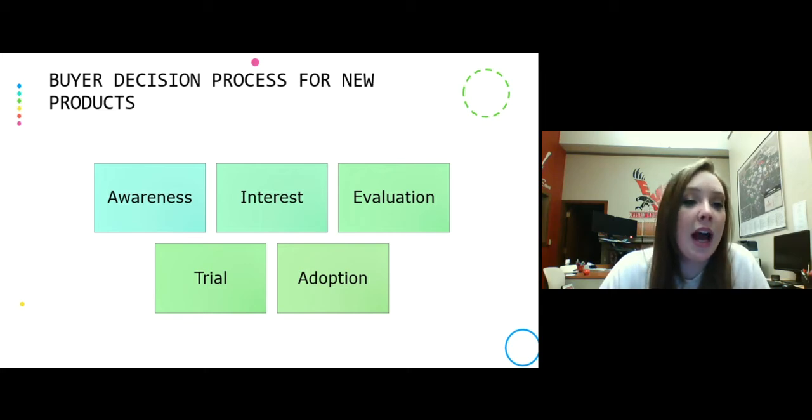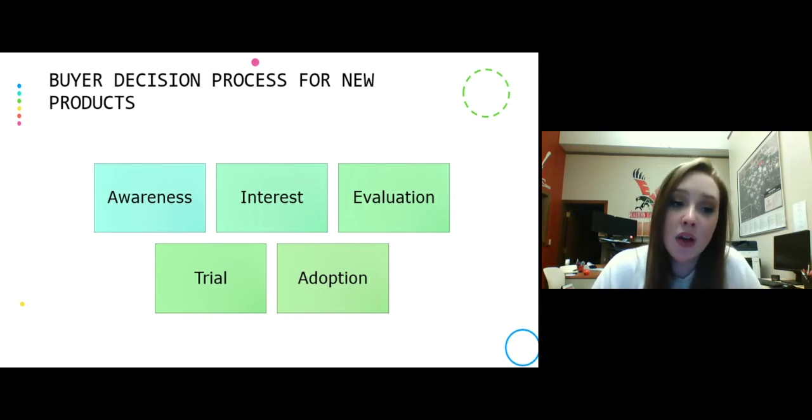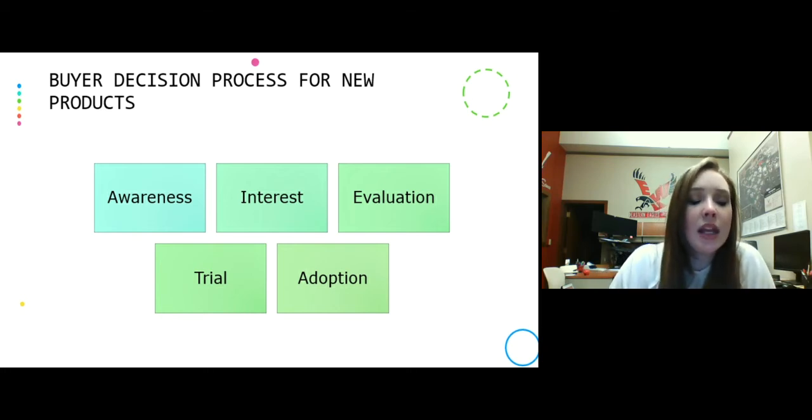So at first we have awareness. This is a stage where consumers become aware of a new product but often lack information about it. Next, we have interest, and interest involves the consumer seeking information about the new product. Evaluation is when the consumer considers whether trying the new product makes sense. Trial is where the consumer tries the new product on a small scale to improve or estimate its value. And lastly, we have adoption, where the consumer decides to make full and regular use of the product.